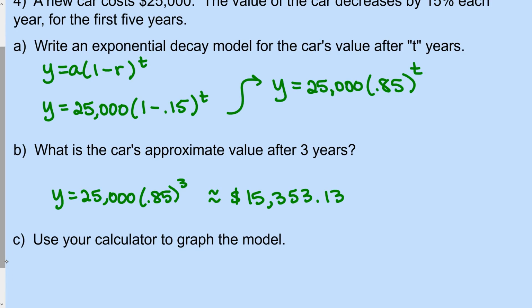And then to graph the model on the calculator, just follow the same steps we did on the last problem. I'm just not going to do it right now because I know you guys like me to keep these videos short, and I'm already at 20 minutes plus. So type it into your calculator, think about a good window for these numbers, and then make sure you can see your graph well in your window.